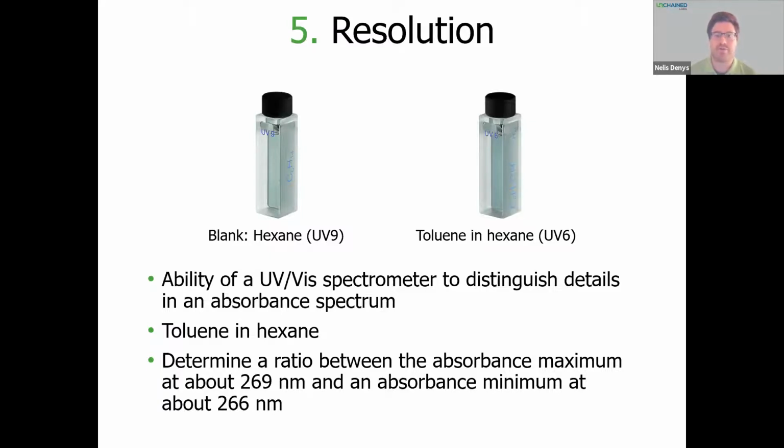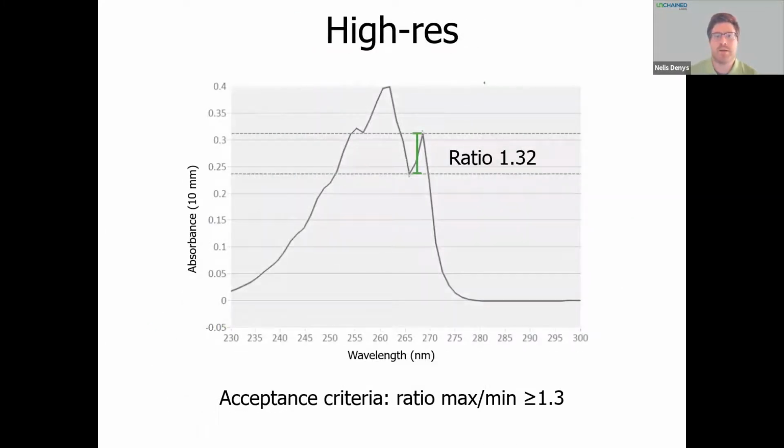The spectral resolution test is performed by measuring the absorbance spectrum of toluene in hexane and calculating the ratio between the absorbance maximum at about 269 nanometers and an absorbance minimum at 266 nanometers. The acceptance criteria for this test is a ratio of at least 1.3. And as said, the resolution test is performed by determining that ratio. And here we can see Lunatic showing a higher resolution with a ratio of 1.32.